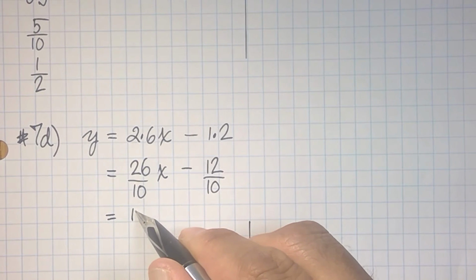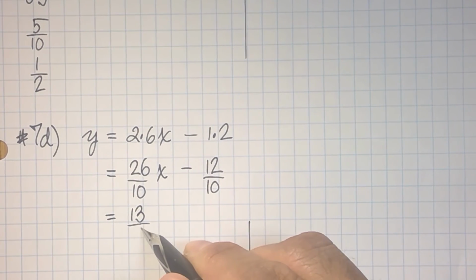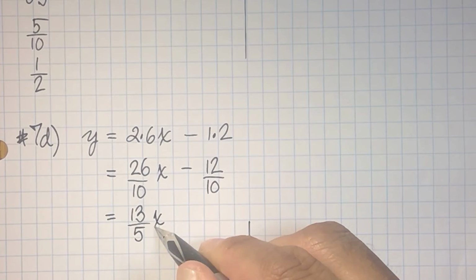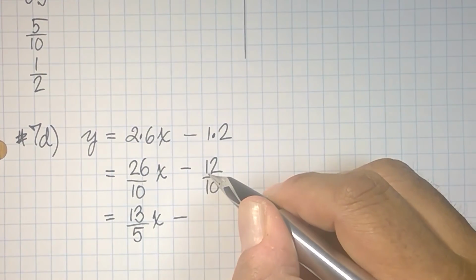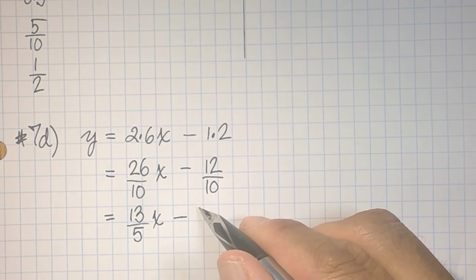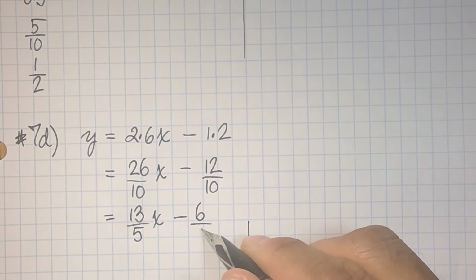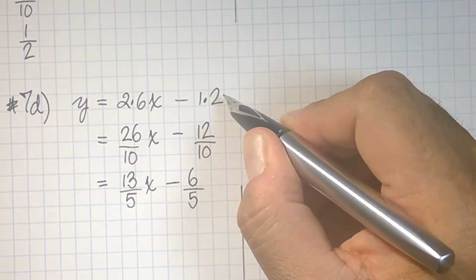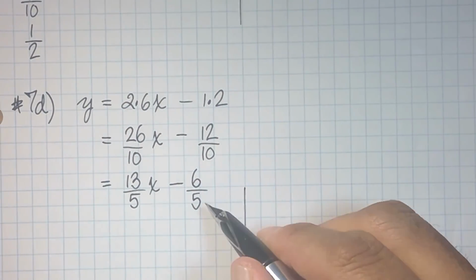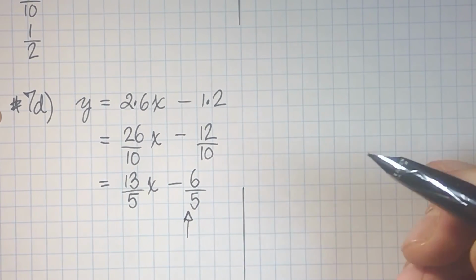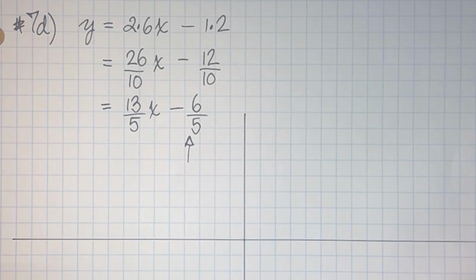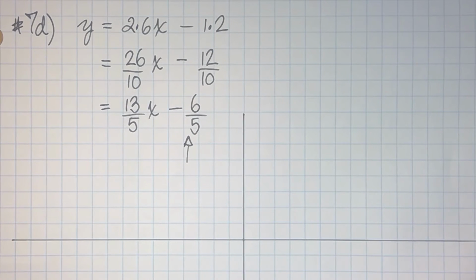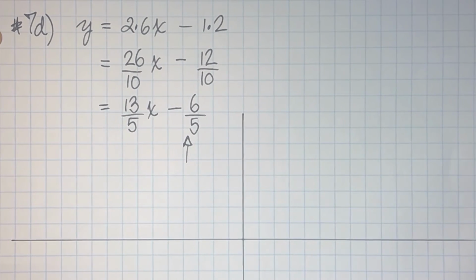26 divided by 2 is 13. 10 divided by 2 is 5. 12 divided by 2 is 6. 10 divided by 2 is 5. You're still going to have to do a little bit of estimating for the 1.2. So that's minus 6 over 5. Notice it makes your slope a lot easier. It's very difficult to go 2.6 up and 1 over, but 13 and 5, no problem.